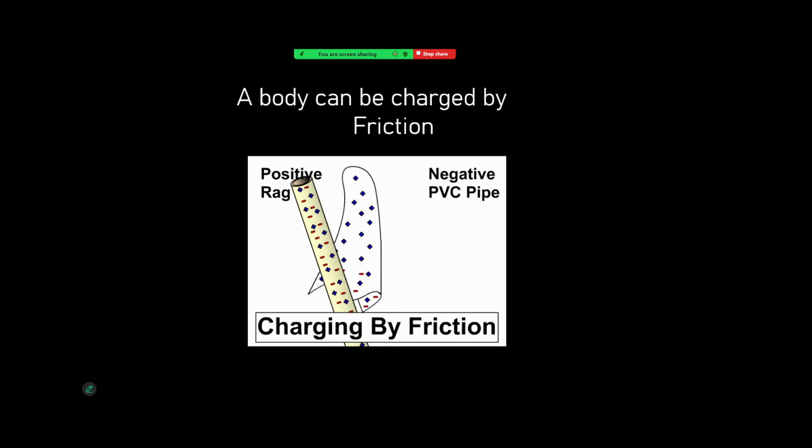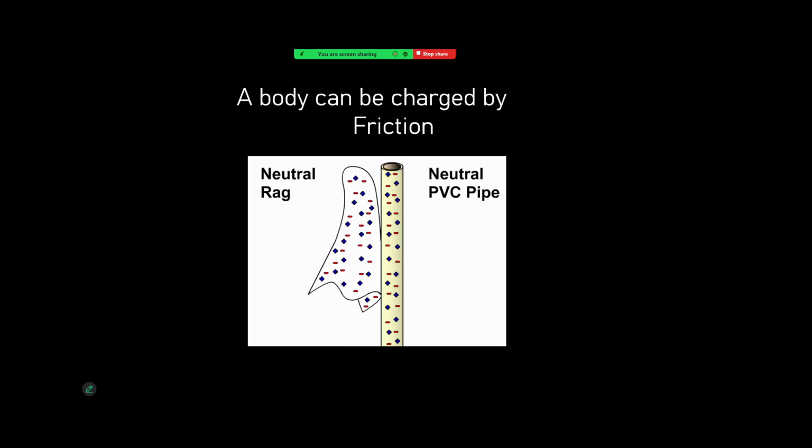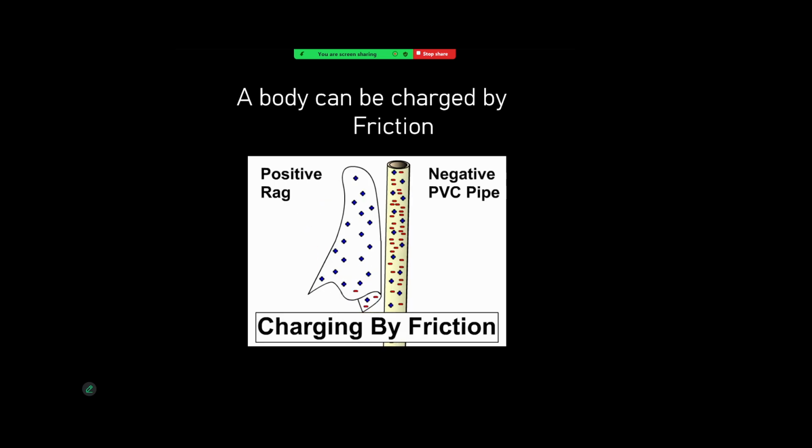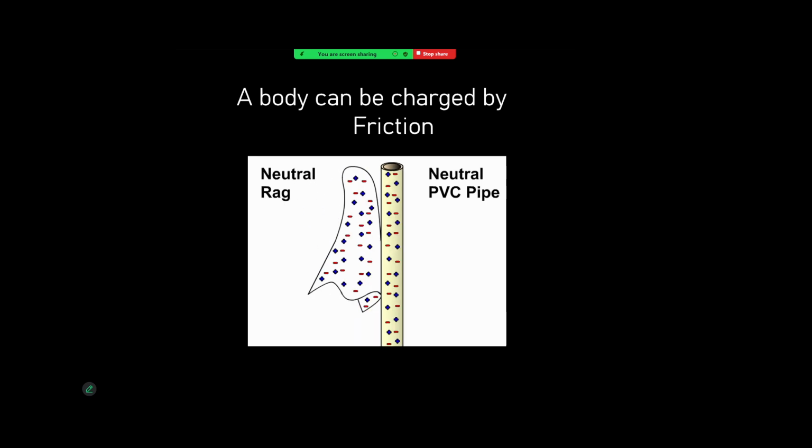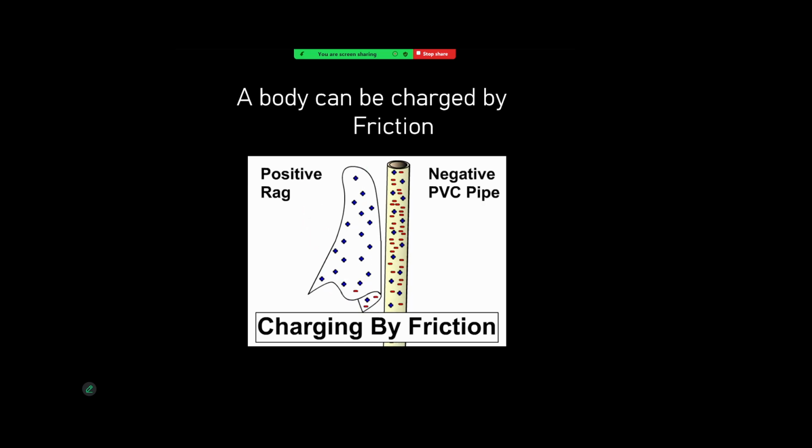So this is the frictional way of charging. That's shown over here. Say you take a positive rag and you take a neutral PVC pipe. Now you will notice that as soon as you rub it, some of the negative charges are acquired by the neutral rag. This process of charging is fundamentally called charging by friction.